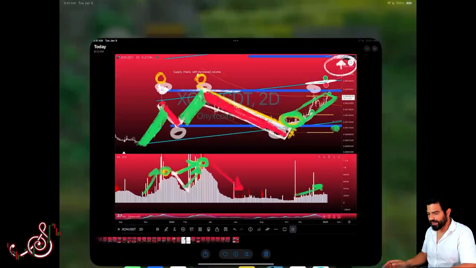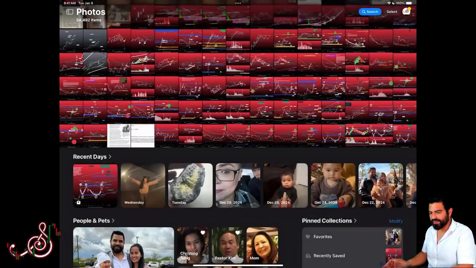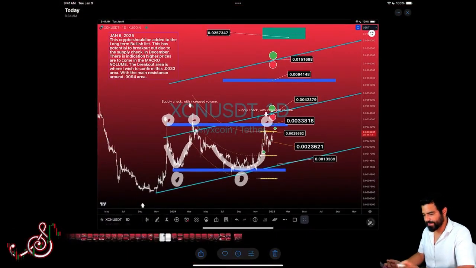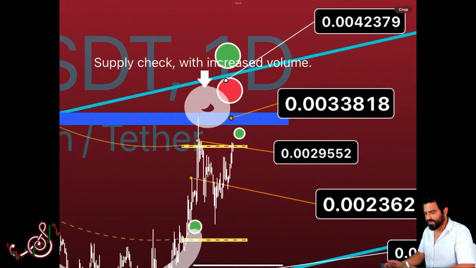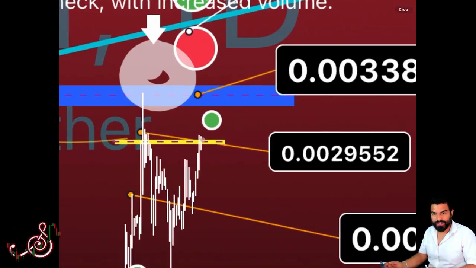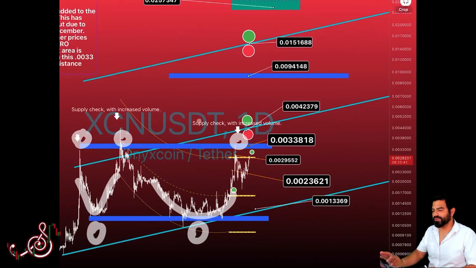On that photo, since it's going to be added to the bullish list, I'm going to add a green star. I believe it's going to do well. We're going to need to get above 2.9 to get another entry, and then again above 0.03. Get me above there, then I'm going to really probably take the trade.